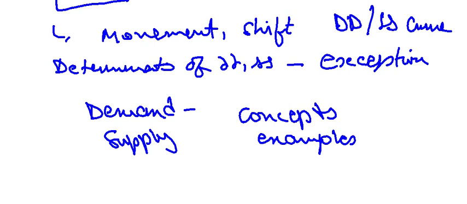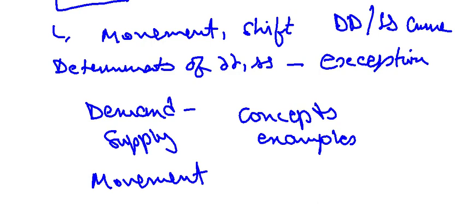So the individual demand and supply curves must be distinguished, the syllabus says, from market demand and supply curves. Okay, so you have to know all of it. Next, the concept of movement and shift of demand and supply curves is to be explained. So as I said earlier, there is a movement along the demand curve, and there is a shift of the demand curve.